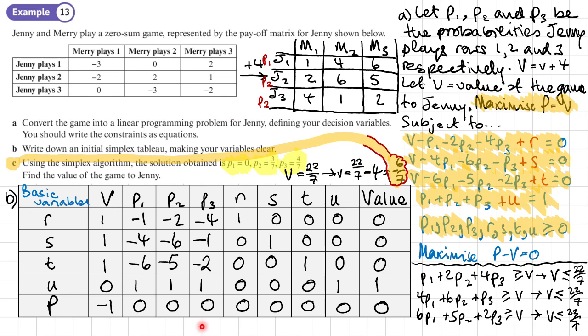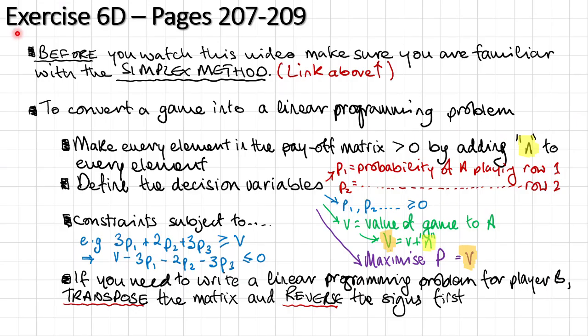So we've worked out what probability Jenny should play each game with, and we've also worked out what the value of that game is. We want to minimize her losses. So you should now be able to do exercise 6D on pages 207 to 209.